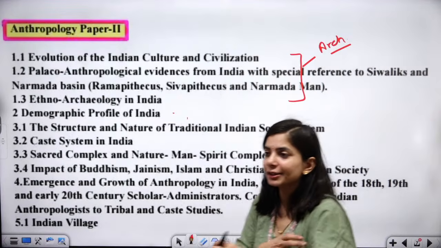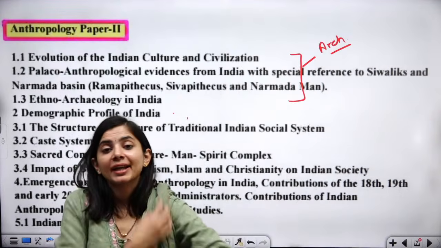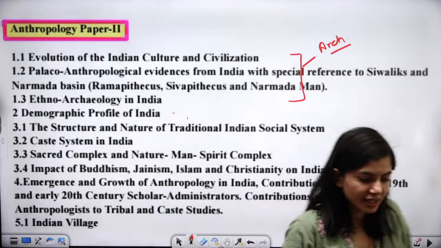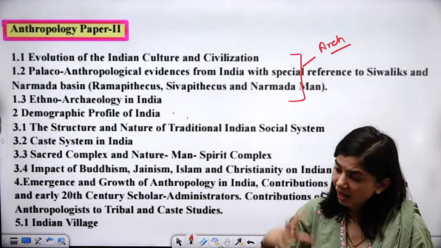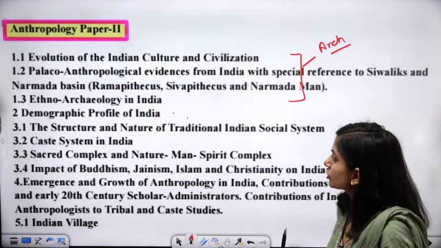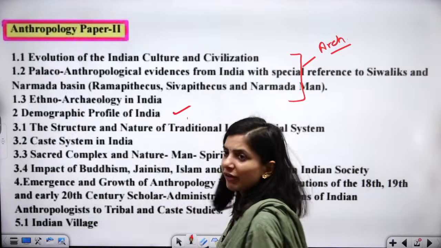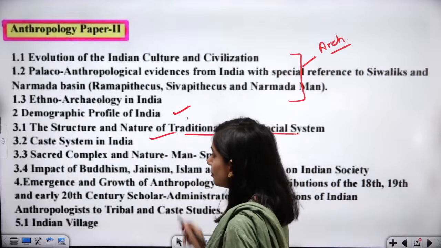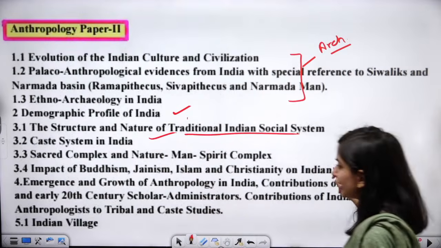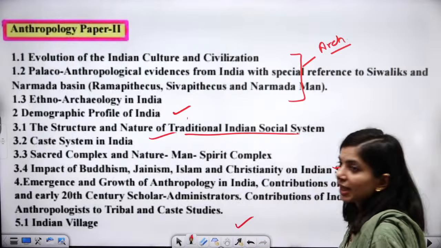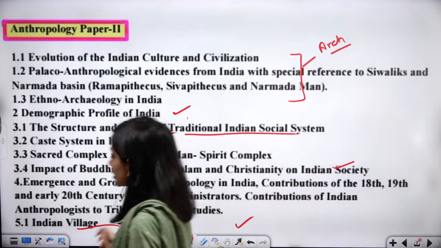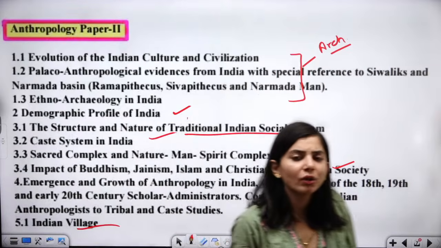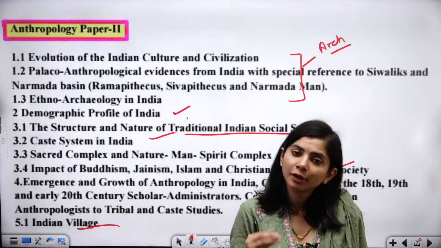This is something related to the basic pattern, like how the villages are transforming. So we are going to study the villages, and that's how we will be able to understand how they are transforming. Okay, so in this part: demographic profile of India, the structure and nature of the traditional Indian social system, caste system, impact of different religions on Indian societies, Indian villages. In Indian villages, we are going to study globalization, the land reform, the green revolution. So all these are part of your GS paper 3 economics also.